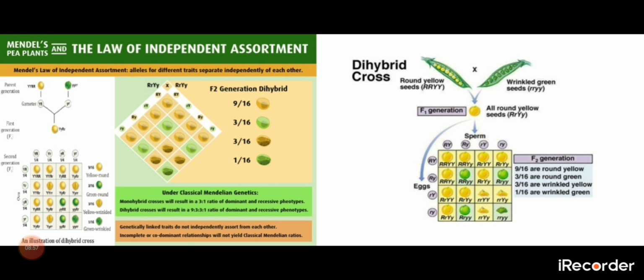The F2 generation obtained by self-pollination of F1 plants exhibits 16 plants with different genotypes. Out of a total of 16 plants, 9 plants are with round and yellow seeds, that is capital R, capital Y. 3 are with wrinkled and yellow seeds, small r, capital Y. And 3 are with round and green seeds, capital R, small y. And 1 is with wrinkled and green seed, that is small r, small y. Thus, the phenotypic ratio of the F2 plants is 9:3:3:1.